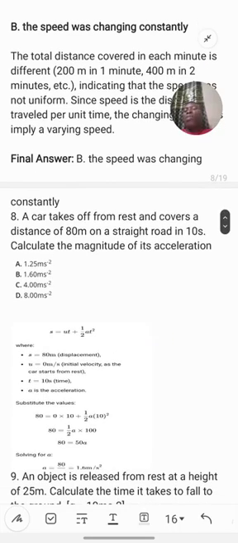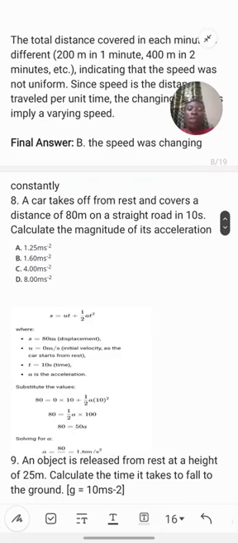Okay, so here we can use the equation of motion. If you still remember, that is s equals ut plus half at squared. Now you have your displacement, which is 80 meters, then your u, which is 0 since it is from rest, then your t, which is 10 seconds, and a is our acceleration. Since we are looking for a, we substitute the values.